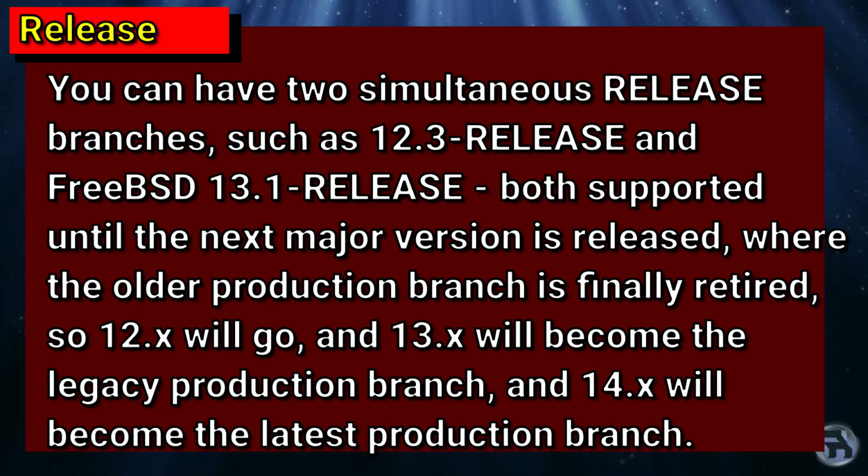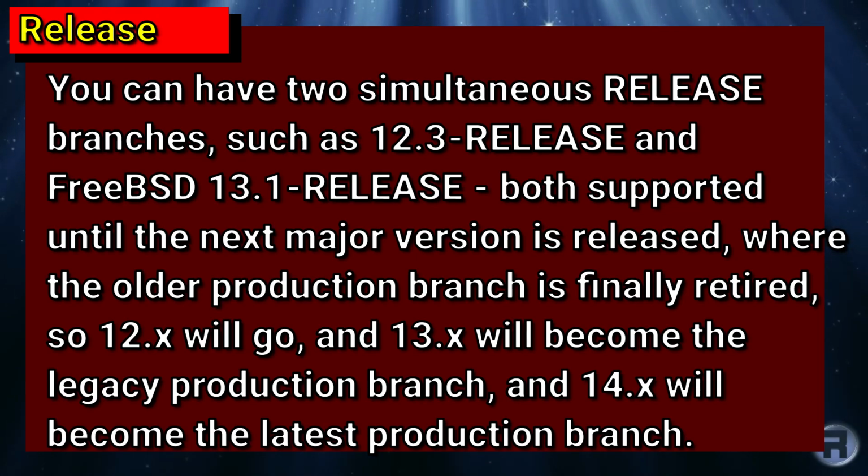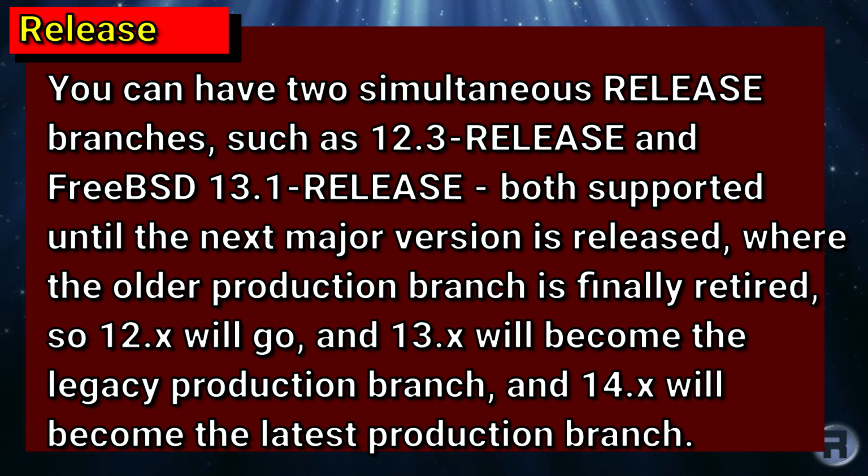And you can have 2 simultaneous release branches, such as 12.3 release and 13.1 release, both supported until the next major version is released, where the older production branch is finally retired. So the 12 branch will go, and the 13 branch will become the legacy production branch, and 14 will become the latest production branch. I hope that makes sense. To me, it's a very complicated situation, and that's the best way that I can convey it.